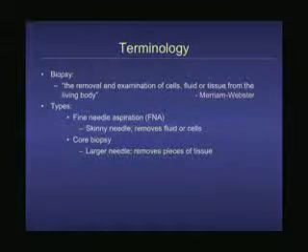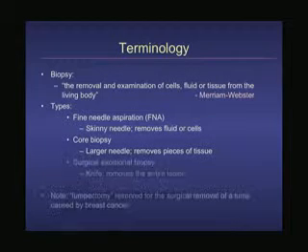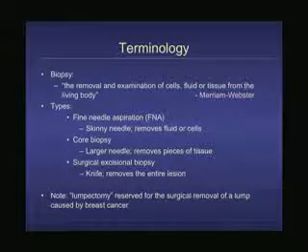A core biopsy uses a larger needle, and now we're actually taking out small pieces of tissue that might be the size of angel hair pasta, okay? Whereas a surgical excisional biopsy, they're taking that out with a knife, okay? The patient's going to the operating room and a surgeon is making an incision and they're actually removing the whole lesion, all right?